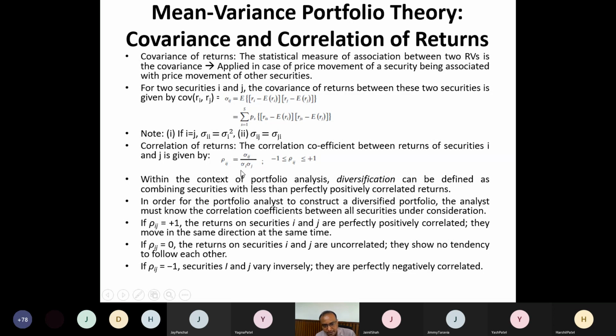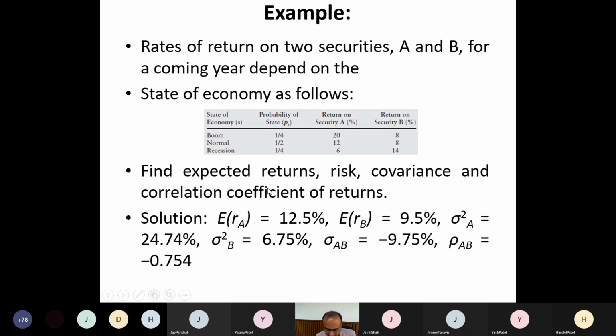Every security I is related to every other security J, and you have to find the covariance. Later on we come to a covariance matrix, right? That is very important, so I hope you get these terms. Let me summarize, and then I give you this example as homework, as an assignment, so that you look at the theory and then try to solve the examples.